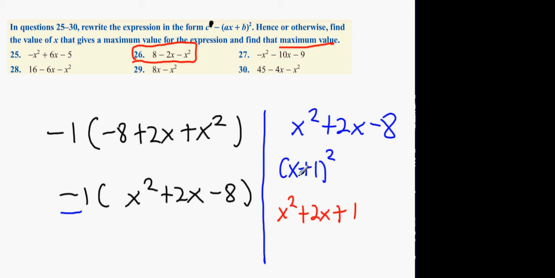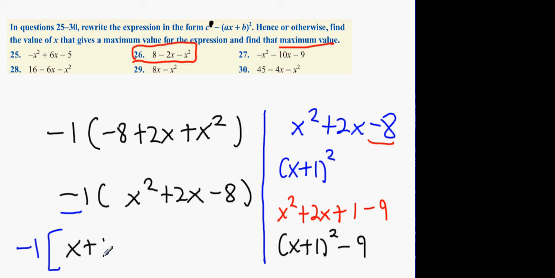Would everybody agree with that? What's different? We don't want plus 1. We want minus 8. How do I fix that? Minus 9. Now here's your next step. You have your minus 1 on the outside, and on the inside you now change it back into x plus 1 squared minus 9. Close your brackets.